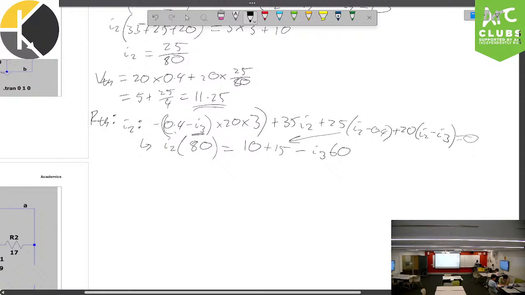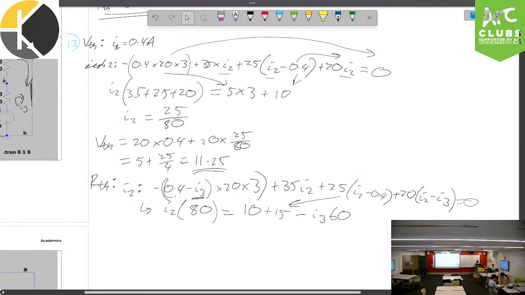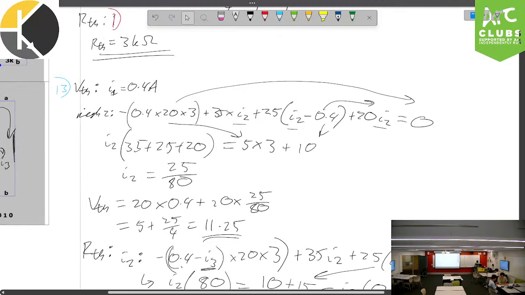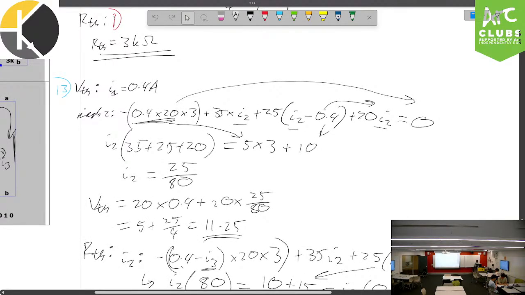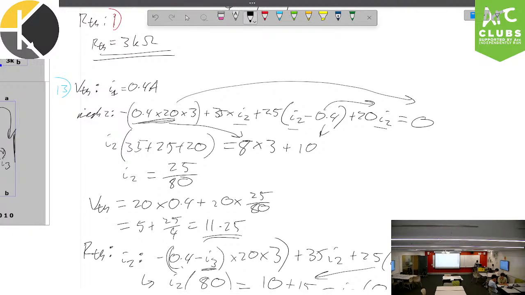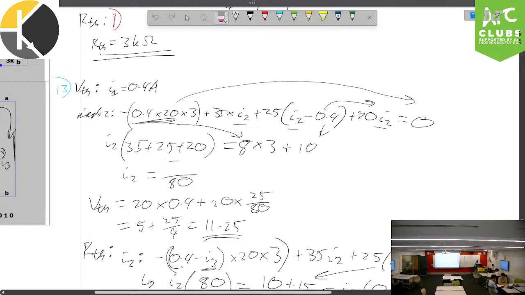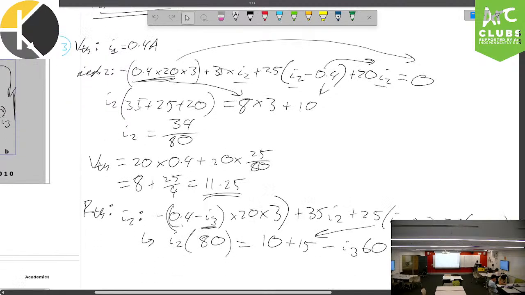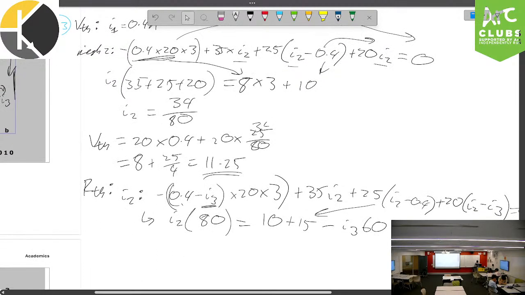Alright. I may have made an error previously. Yeah, so the error previously was this number is actually 8. So let's fix that. 8, 24, 34 over here. So we get an 8 over here. Alright, yes, that was a small error on my part. My apologies.